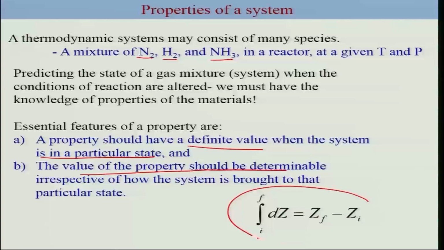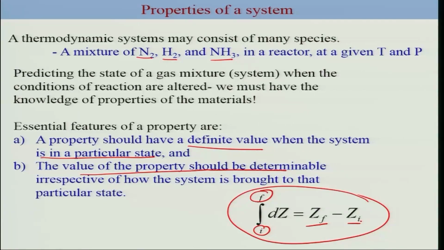So the change in the property from one state to another state can be clearly written in this expression, where Z is a specific property, and the change in the Z value from some initial state to the final state is given by the difference between the values of Z in the two particular states.